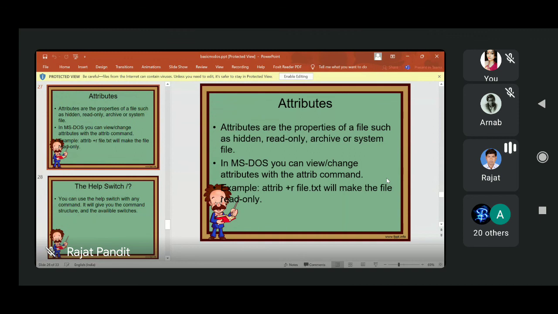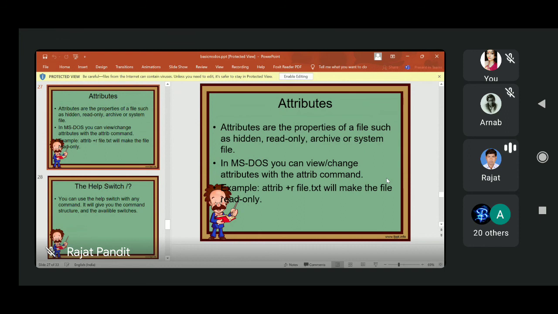Then the attributes. Attributes are the properties of a file, such as hidden, read-only, archive, or system file. Using these attributes, we can check the file type and the properties of the file. In MS-DOS, you can view or change attributes with the attrib command. Example, attrib +r file.txt will make the file read-only.